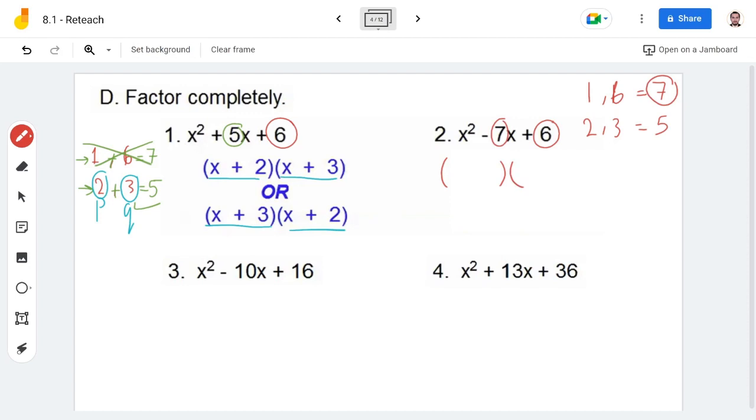Okay, first, let's open the two brackets. Let's write x, x. The first one is 1, the second one is 6. Now, what signs should I put here? Okay, now I will tell you something.